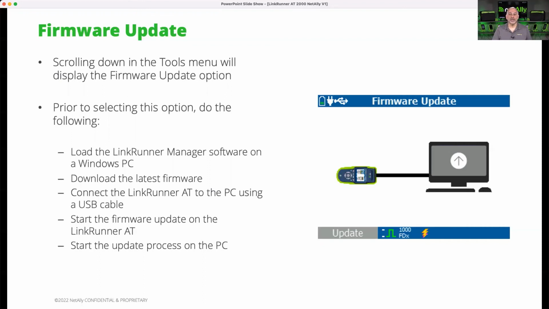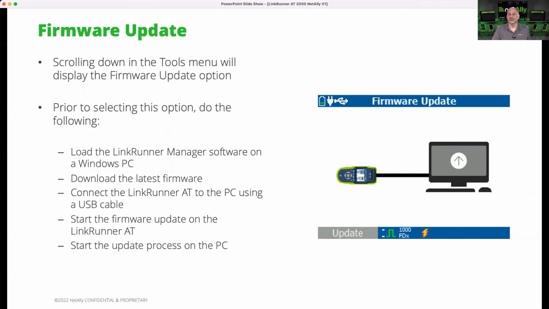So you can go into Link Live, into your administration menu, and it gives you a place where you can download the software. You're going to need to put in your serial number so that you can download that new version. You're then going to download that new version onto your PC that has LinkRunner AT Manager software on it.